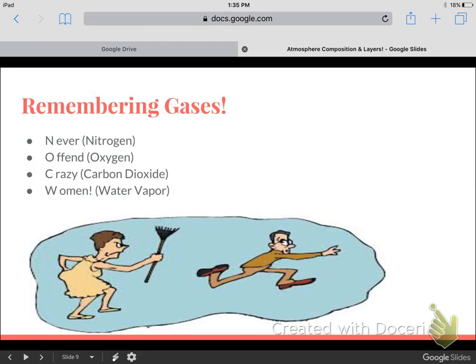So a way to remember the different gases is this acronym right here. Never offend crazy women. Okay, my picture here shows some weird old lady chasing after a guy with a broom because she's crazy and he's obviously done something to offend her. So if you remember never offend crazy women, then you're going to remember the most abundant gas to the least abundant gas for the composition of the atmosphere. N standing for nitrogen, O oxygen, C carbon dioxide, and W water vapor. Never offend crazy women. Don't forget it.